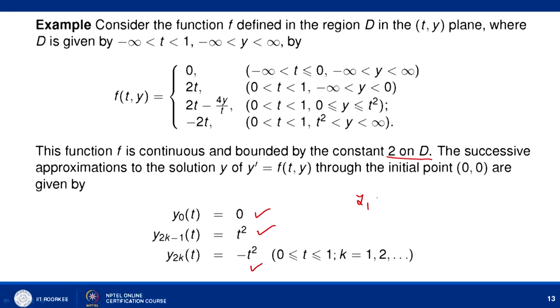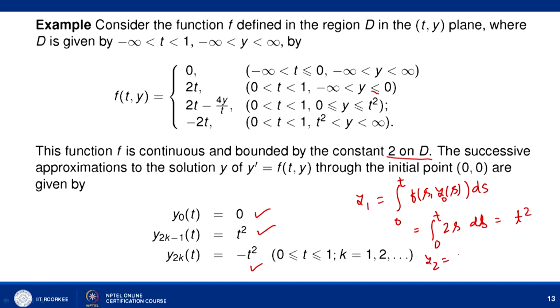y1 is going to be what? Since y0 is given as 0 here, we simply say it is the integral from 0 to t of f(s, y0(s)) ds. Now since y0 is given as 0, f(s, 0) is going to be 2s. So we can say it is the integral from 0 to t of 2s ds, which is t square. So here we can say that y1 is given as t square.